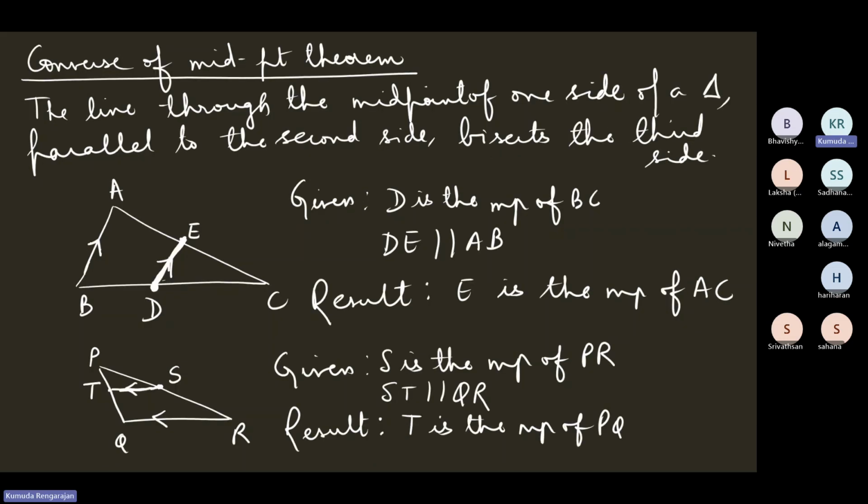When you know the midpoint of only one side of the triangle, and through that midpoint you have a line parallel to the second side, then you can use the converse of midpoint theorem and write the result. In the first figure, E is the midpoint of the third side AC. Or in the second figure, T is the midpoint of the third side PQ. The third side is bisected. That's the only result. Yeah, finish writing and let me know.